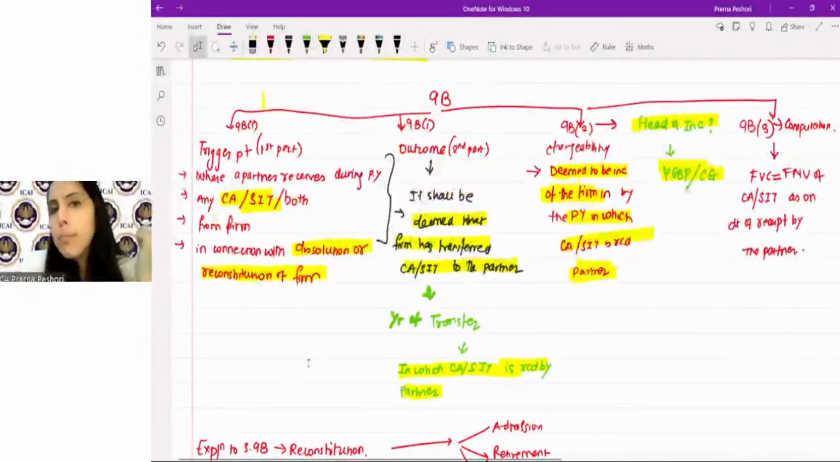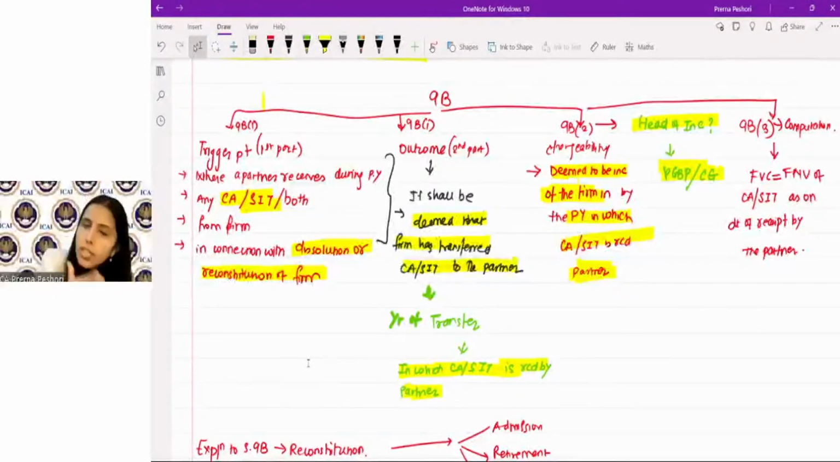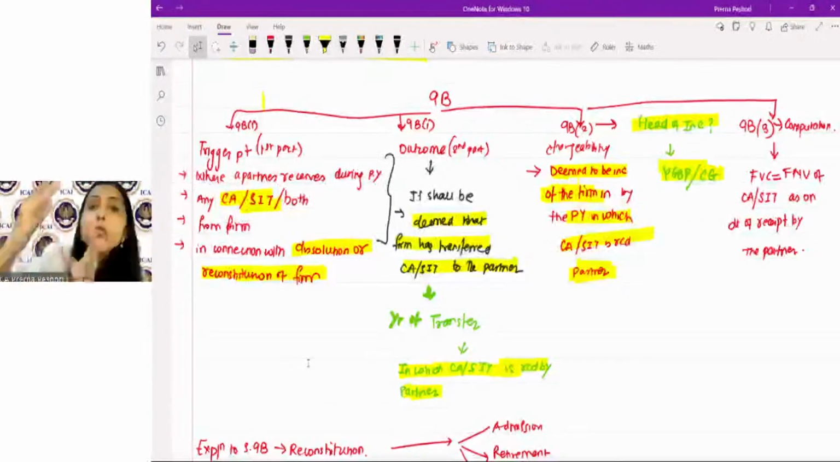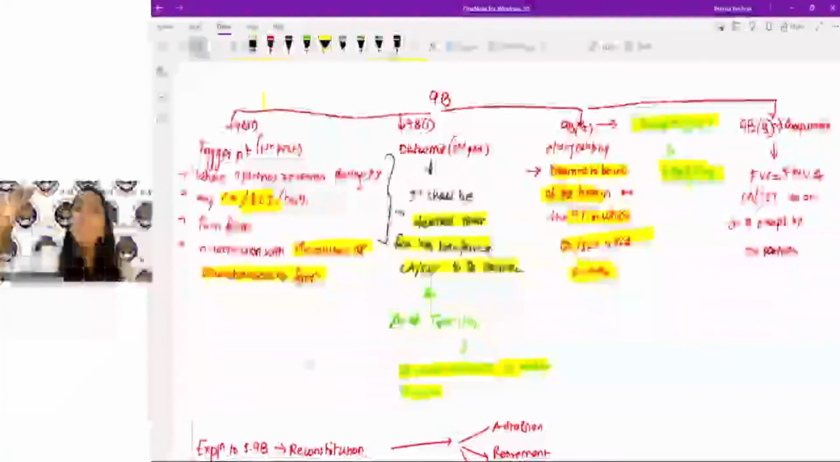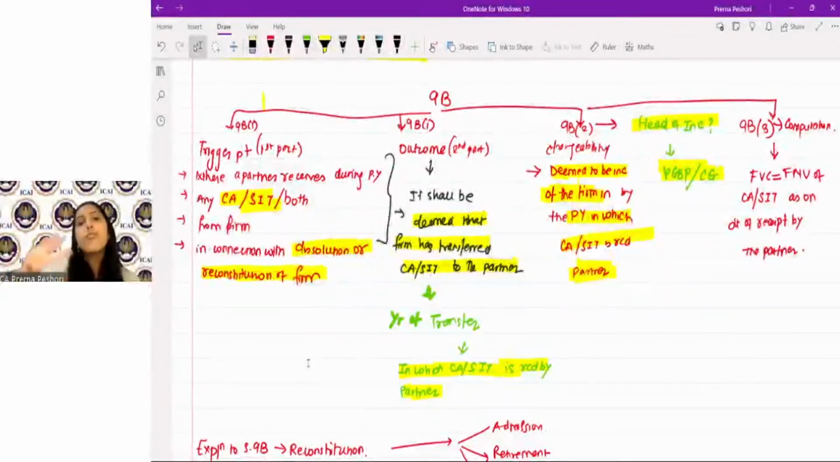If the trigger happens in 9B, it says it shall be deemed that the firm has transferred the capital asset or stock in trade to the partner. Why? Because there was the earlier Supreme Court judgment which said that the firm and the partners are the same. The firm cannot transfer to the partners because both are part of each other. To override that, 9B came into the picture to say that it will be deemed that the firm is transferring the asset or the stock in trade to the partner. Clear? That is the outcome of 9B.